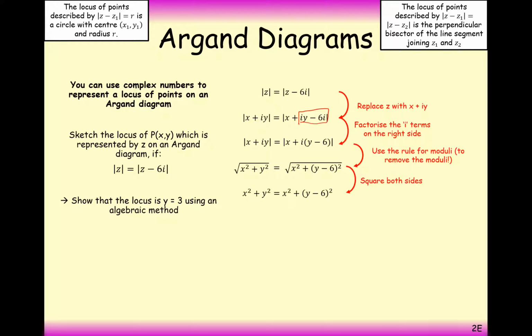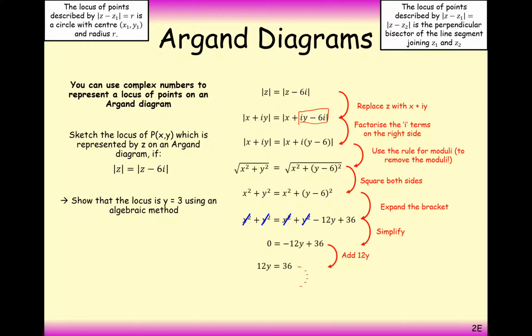So square both sides, expand the brackets on the right, cancel out where possible, and then rearrange this equation, and we get y equals 3, just like we'd expect from seeing the page before where we had a horizontal line at the value 3. Y equals 3 is the equation of the locus of points for this piece of algebra.